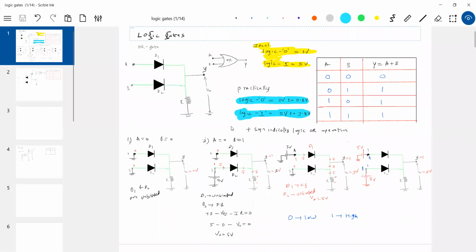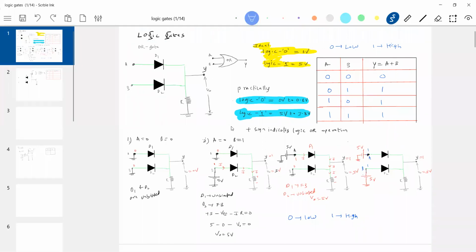So I think I'll write it here. 0 means low. I think in mathematics you are going to learn like this. You're not going to learn 0, logic 1. You're going to learn low and high. When both inputs are low, output will be low. So directly, there is no diode, nothing. Directly the mathematics teacher will bring you the logic.